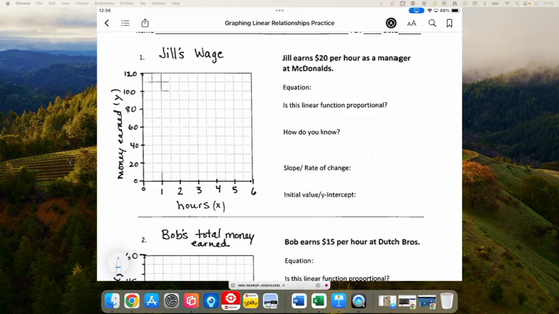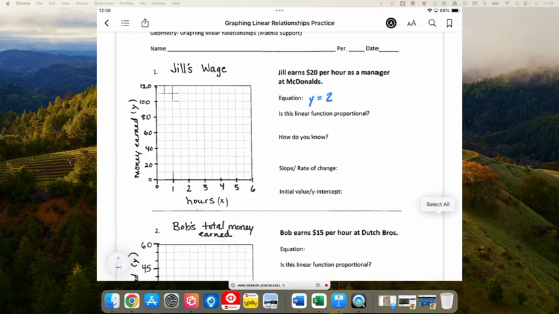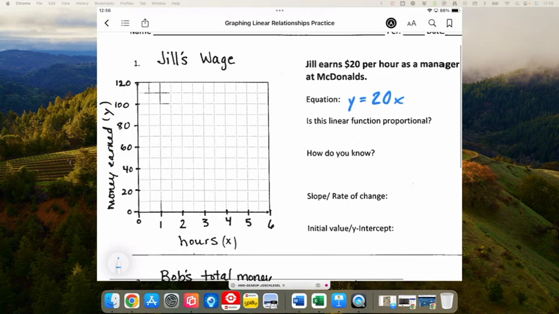So we can see that our friend Jill here makes $20 per hour as a McDonald's manager. And so if we were to think about this in terms of an equation and a graph, the way that we would represent this is we would say that y is equal to 20x, meaning that for every hour that Jill works, she will earn $20. Recognize I put a 2 there instead of a 20. So y equals 20x would represent that.